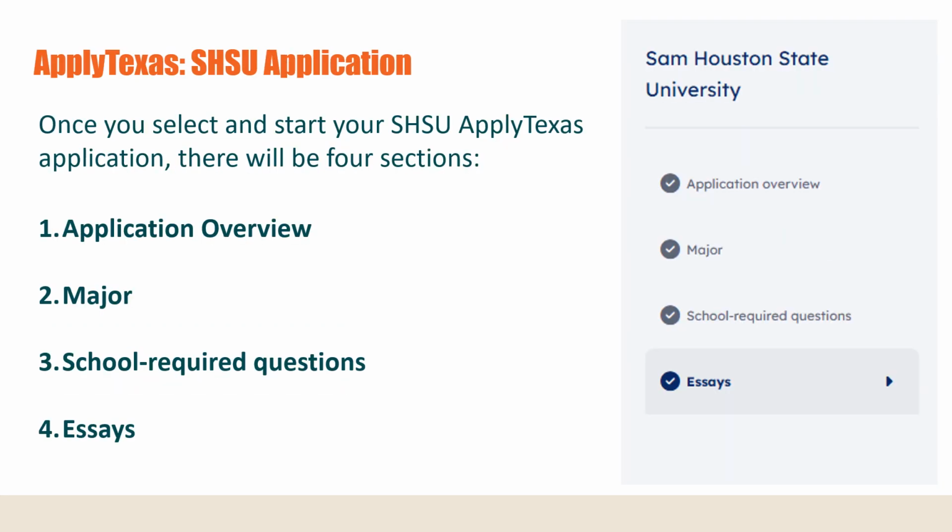Now that you have selected the SHSU Apply Texas application, there are going to be 4 sections. First is Application Overview. This section contains general information and may contain information that is not applicable to your program. There are no action items here, you only need to click Next. Second is Major. You will choose a major. If the major you are looking for is not there, it may not be offered for that term or the deadline may have passed.